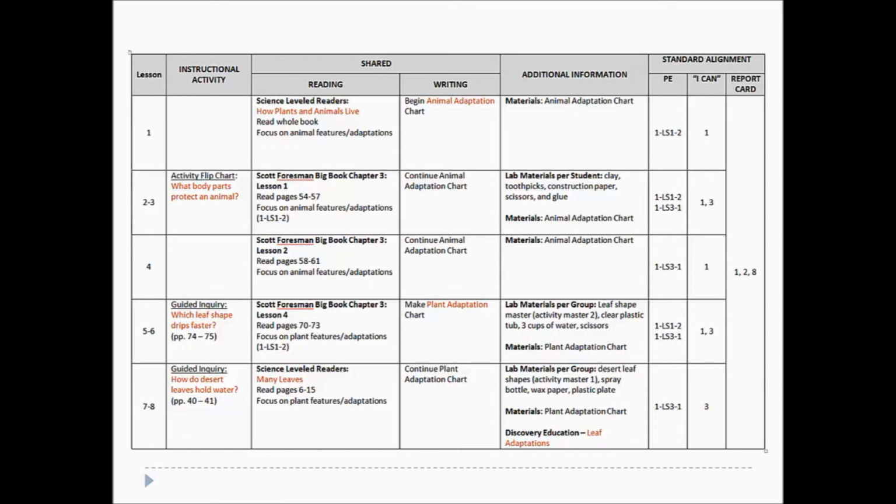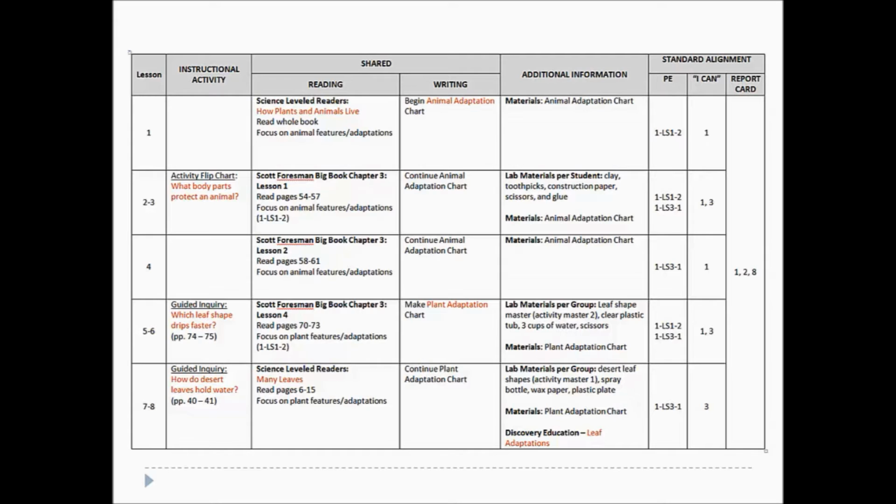Lessons 2 and 3 include two separate resources: an activity flip chart where students are constructing a model to show how a porcupine's quills protect it from predators, and text allowing the students the opportunity to further examine the characteristics of animals that were introduced from the leveled reader in Lesson 1. Students should continue to complete the animal adaptation chart by using evidence from the text to describe the characteristics that promote survival and growth.